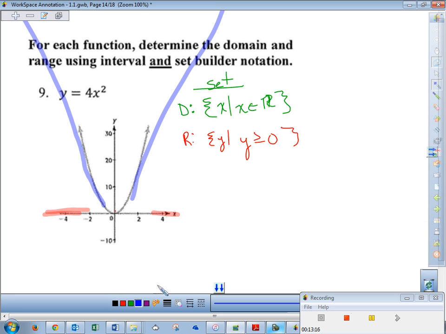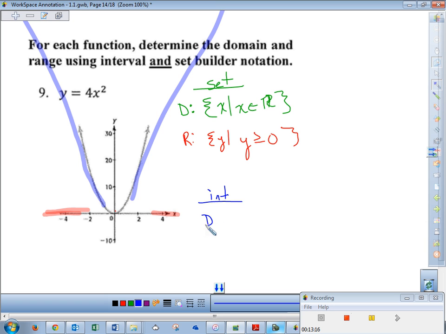Now let's put that in interval notation. The reason we're doing all this is that MathXL, or MyMathLab, will ask you all these different questions. And you remember how picky it was back in the day? Like, oh, I didn't type it in right. Did they want it in set notation? Did they want it in interval notation? You have to read the instructions.